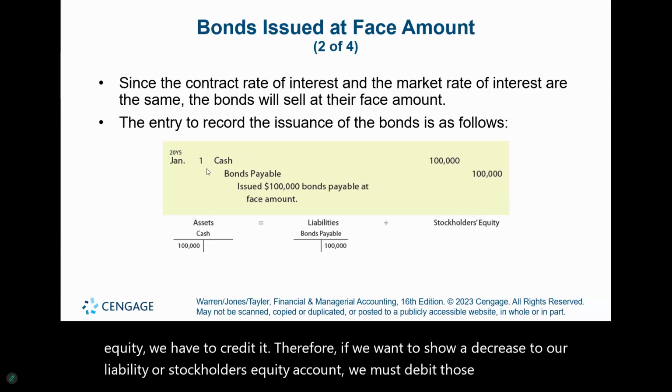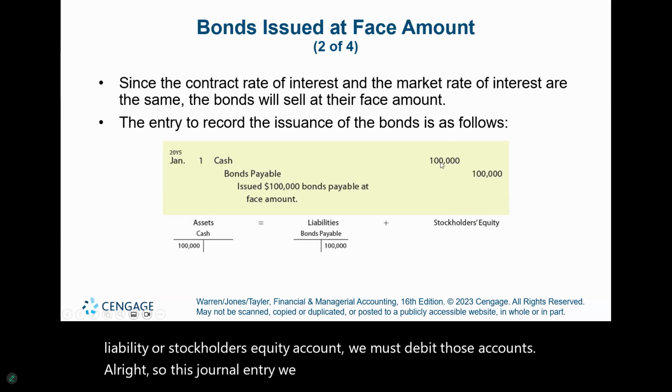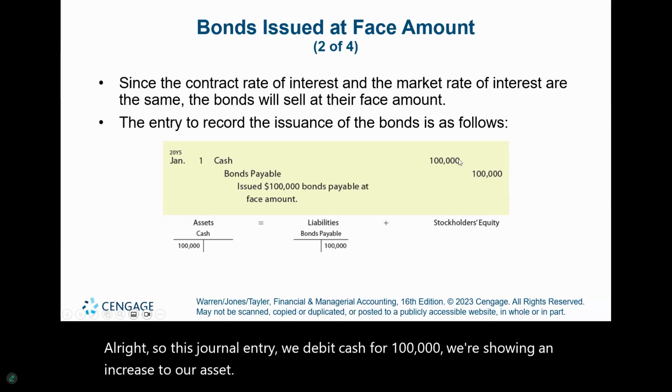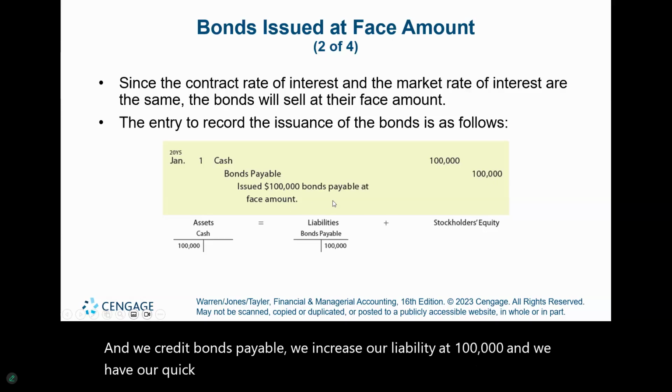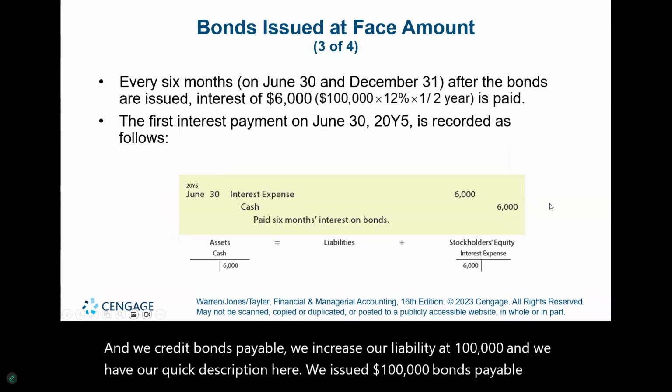All right, so in this journal entry, we debit cash for 100,000. We're showing an increase to our asset, and we credit bonds payable. We increase our liability by 100,000. And we have our quick description here: we issued $100,000 bonds payable at the face amount.